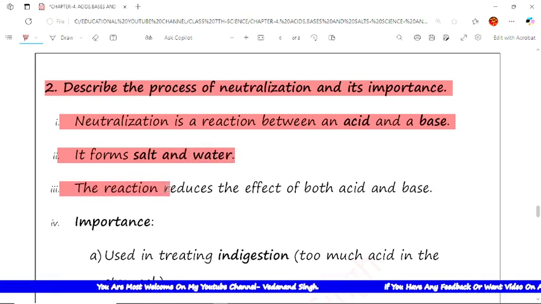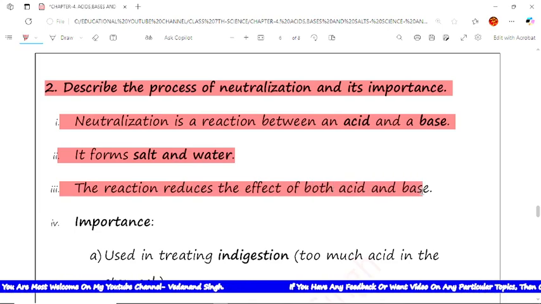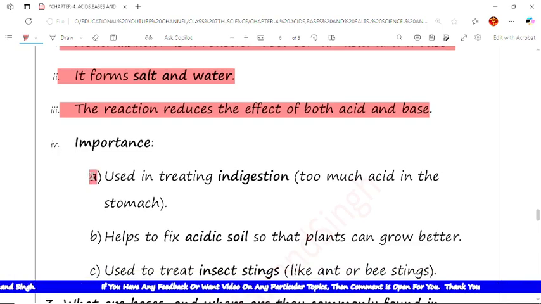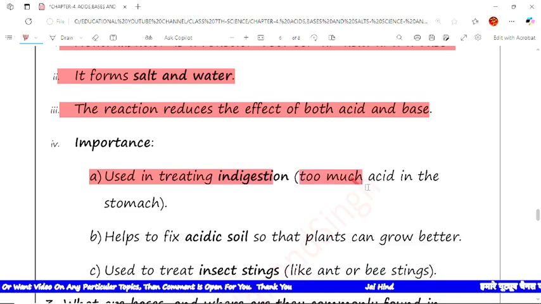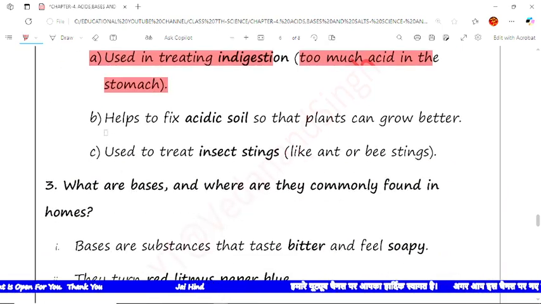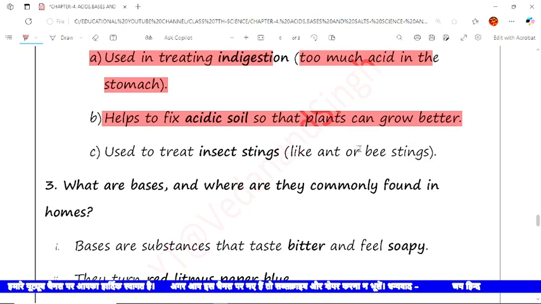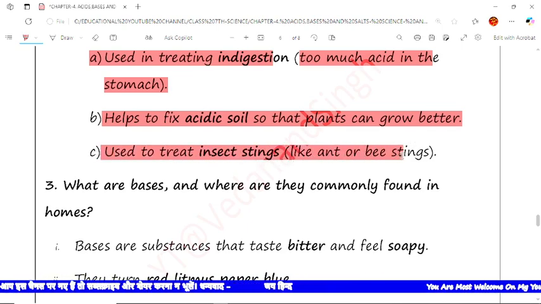Third point is the reaction reduces the effect of both acid and base. Some importance: it is used in treating indigestion, meaning too much acid in the stomach. Now the next point is it helps to fix acidic soil so that plants can grow better. And the next point is it is used to treat insect stings like ant or bee stings.